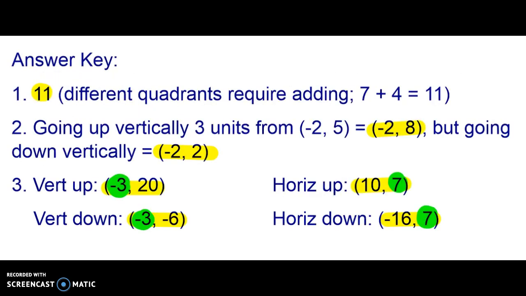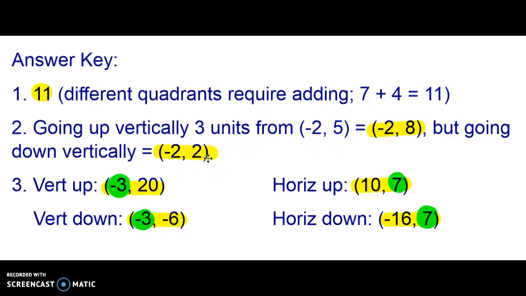Okay, last step, we're going to go over these answers. Number 1 should be 11. There are different quadrants, which means we're going to add absolute values. 7 and 4 give us 11. Number 2, if I'm starting at the point -2, 5, it says here that the partners are going to move vertically. Vertically means up and down. I can go up 3 units vertically and get to -2, 8, because 5 plus 3 is 8. Or I can go down 3 units vertically and get to -2, 2, because 5 minus 3 is 2.